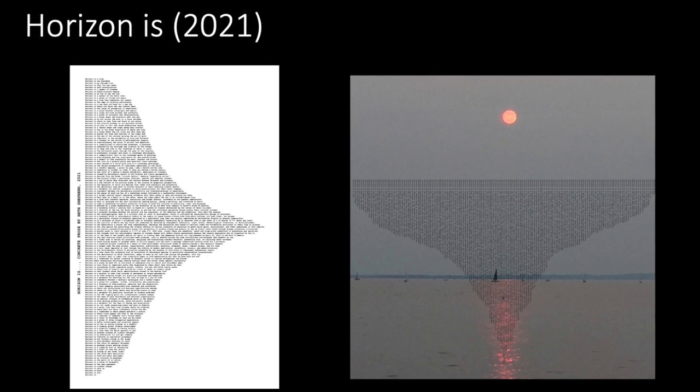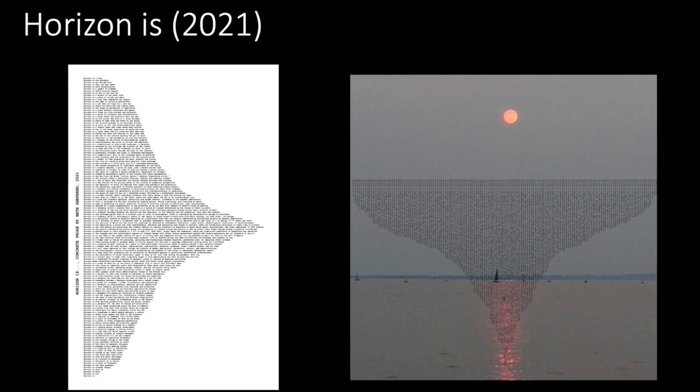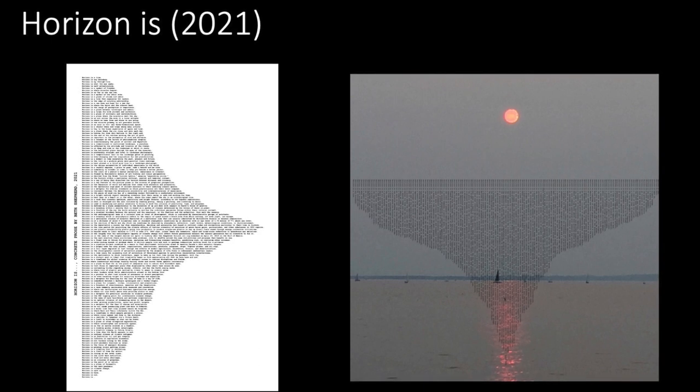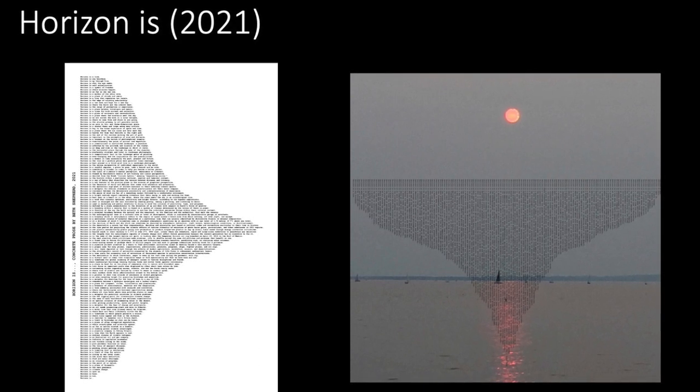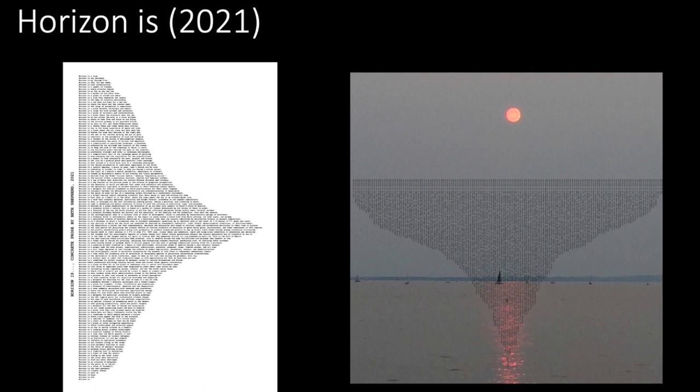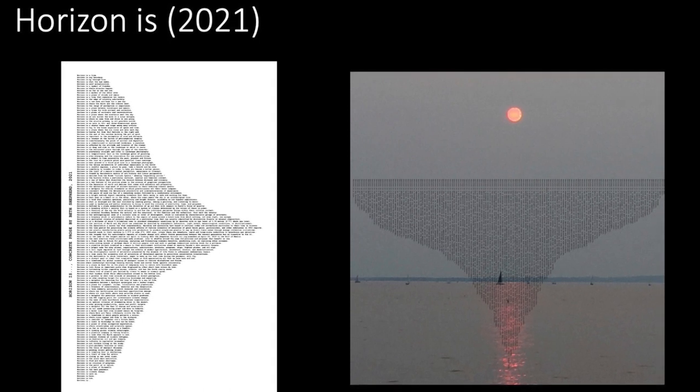These lines are at the opposite end. Horizon is rising as sea level rises. Horizon is an illusion of progress. Horizon is the point of no return. Horizon is a place of farewells.